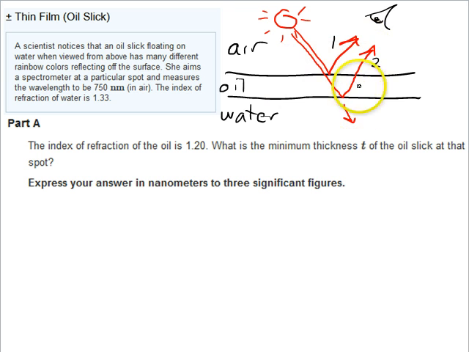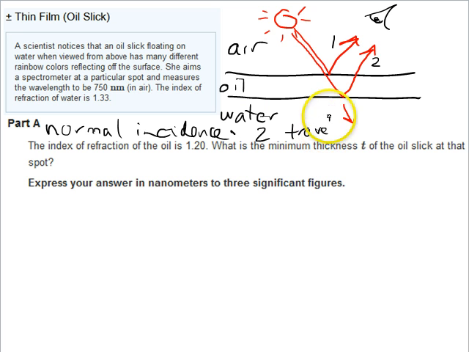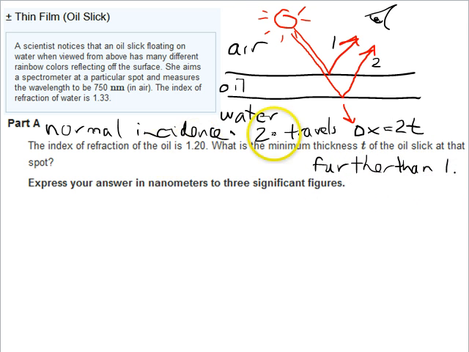And I've drawn this at an angle to make it easy to draw, but in fact, for normal incidence, meaning that they're going straight down into the water, beam 2 travels delta x equals 2 times t further than beam 1. Okay. So that's the basic idea.